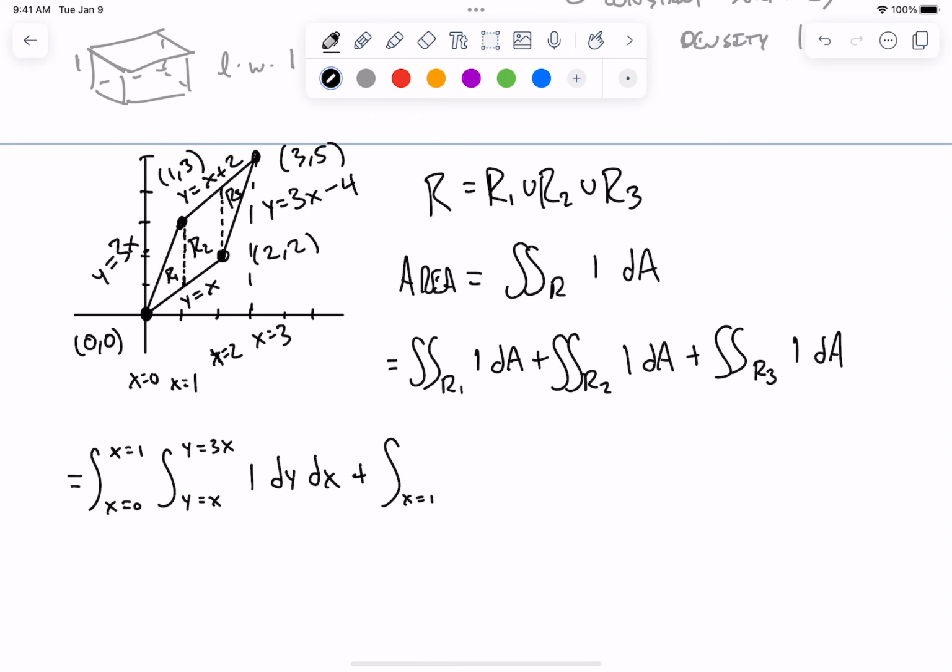Then I have my next region, x equals 1 to 2. And there, the bottom bound is still x, but the top bound is now x plus 2, right? It's a different bound up top.